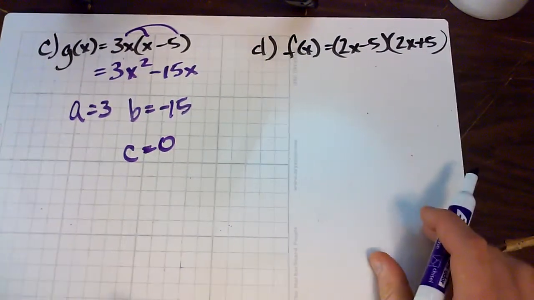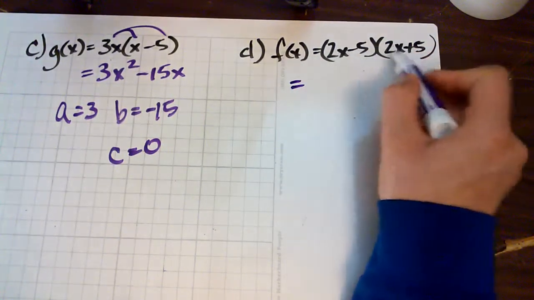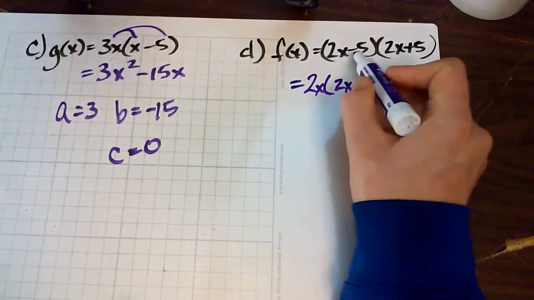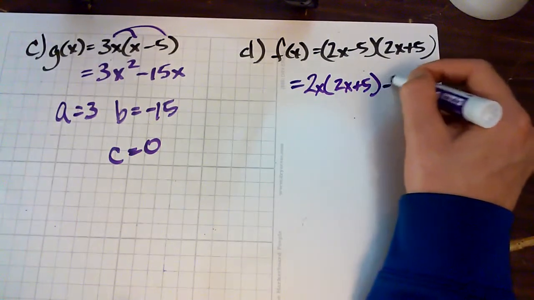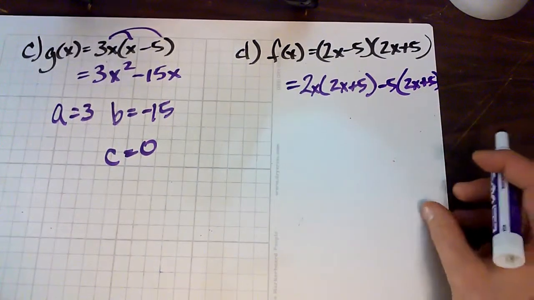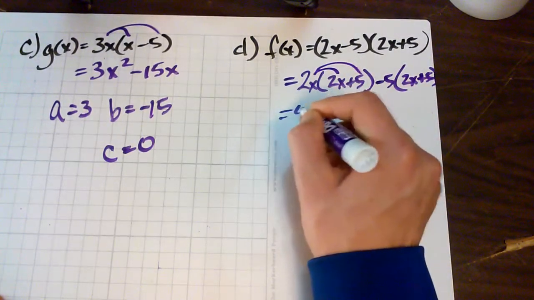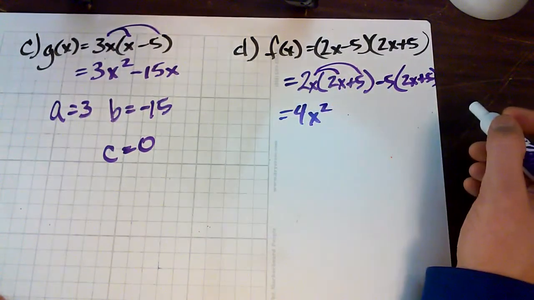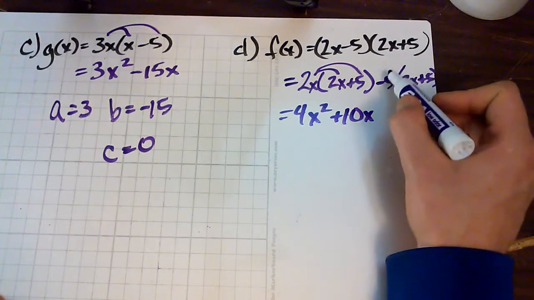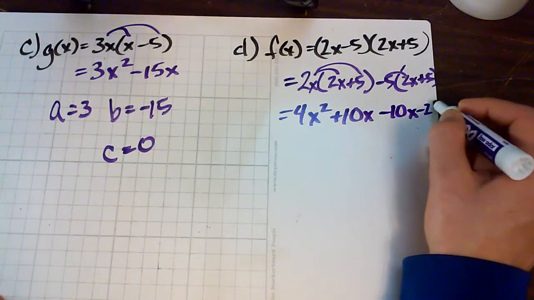All right, let's go ahead and try example D, double distributive property. So let's do 2x times both of these. And then negative 5 times that same group. Kind of went off the edge there, but that's okay. I think you can see it. All right, so when I distribute this, 2x times 2x is 4x squared. That'll be my leading term. 2x times 5 is a positive 10x. Negative 5 times 2x is a negative 10x. And negative 5 times a positive 5 is negative 25.